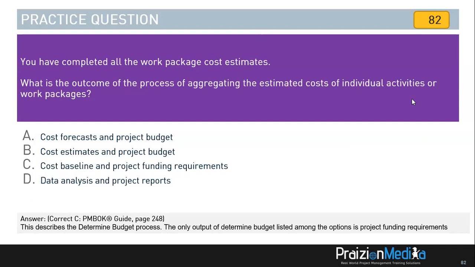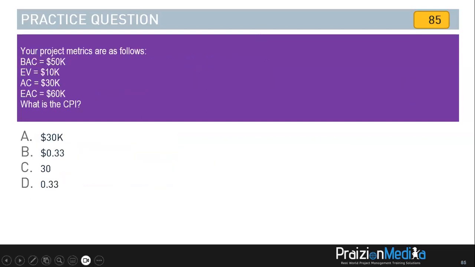Here is another question. Your project metrics are as follows. BAC is 50K, EV is 10K, AC 30K, EAC 60K. What is the CPI?